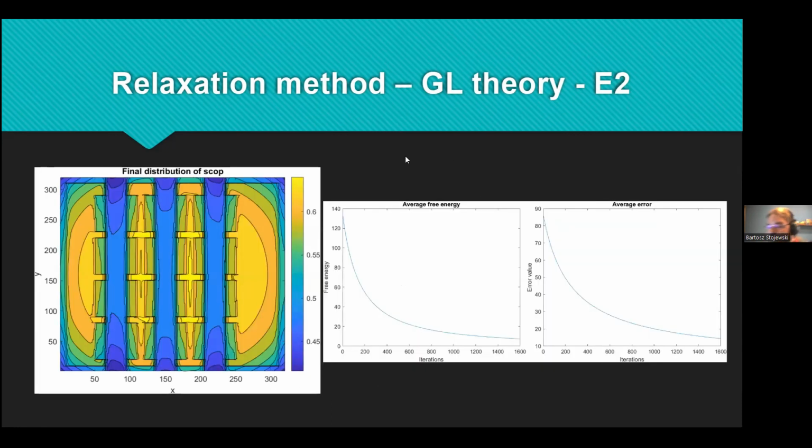Then after running a simulation, we can see that it looks like that, and we can see that both the average free energy and the average error are exponentially lowering with each step of the iteration. That means that we get a more precise solution.